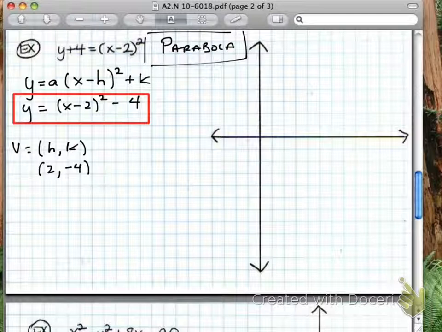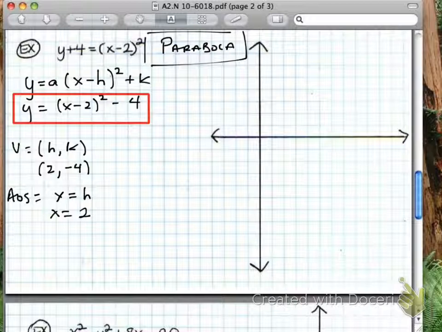Axis of symmetry. Okay, axis of symmetry is going to help us. And how do I write that? x equals h, or x equals 2. What else?